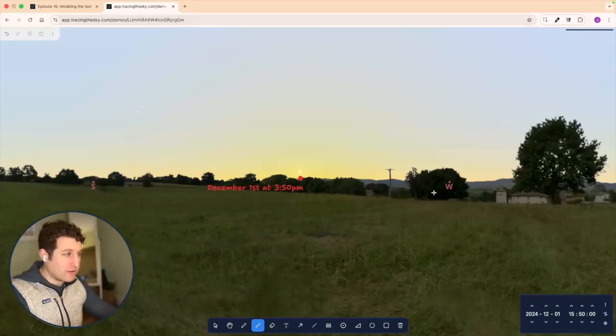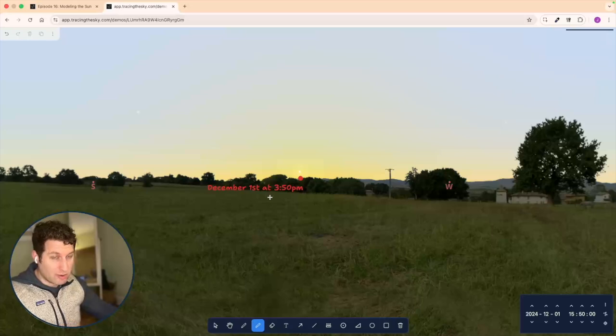Okay, so here we are facing west, and it's just before the sun is about to set. So you can see the sun over here, and it's about to set. Now, one thing that might stand out for you, first of all, depending on where you are in the world, is how early the sun is setting.